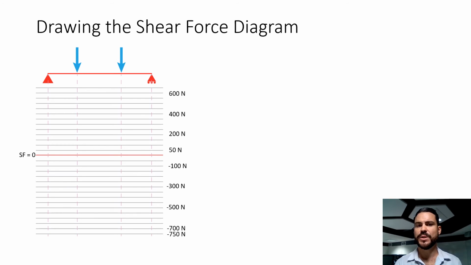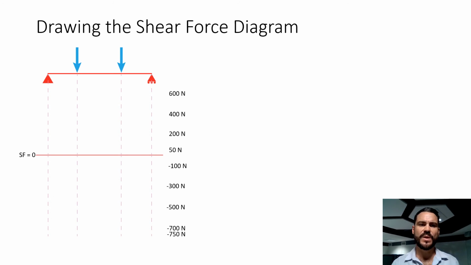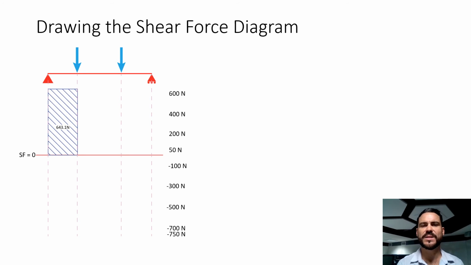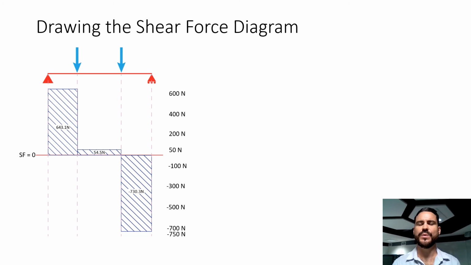You take the information that we worked out before and you just draw across. So that first one that we found was 643.1. I've just removed that scale behind just to make it a little bit clearer for us to see. The second shear force was 54.5 newtons. It's above the line. It's a positive force. And the third force was 730.3 newtons, and it was a negative force going below the line.